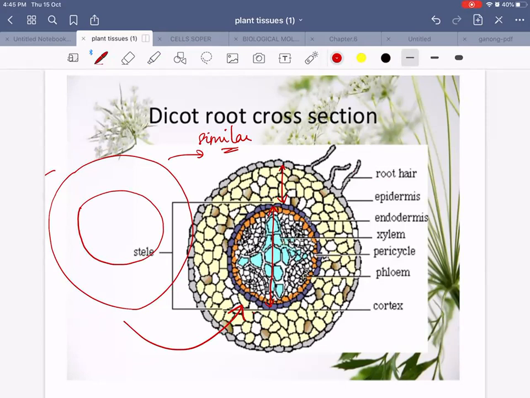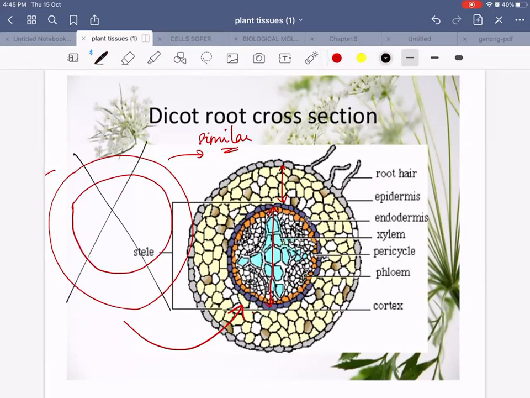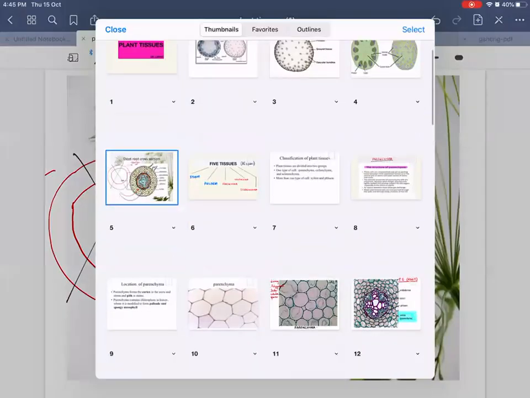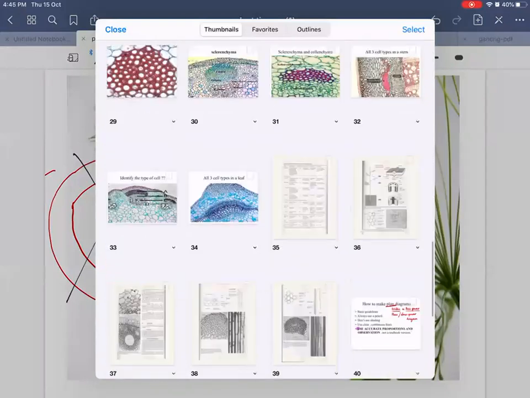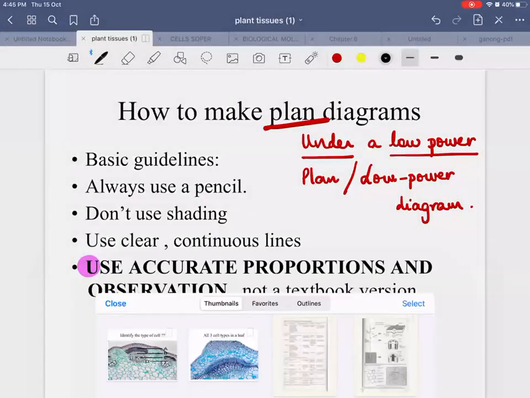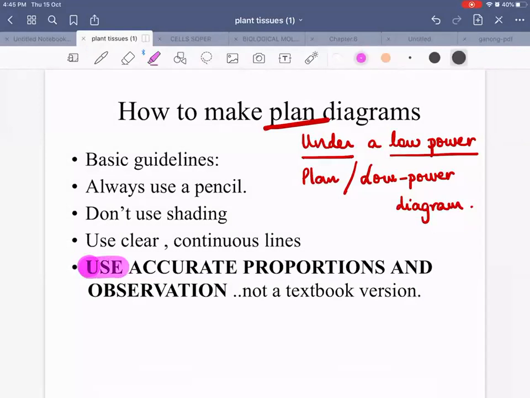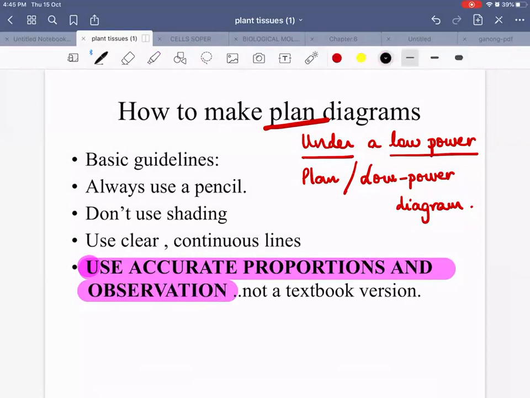I have drawn it according to the proportion that I see. If instead of drawing these proportions, I draw like this, it will be a wrong diagram because it's out of proportion with the slide that I have been given. So this is the meaning of drawing a plan diagram according to accurate proportion, right? Let's go to the same slide where we were, which gives us instructions about how to draw plan diagrams. So we'll be using accurate proportions as per our observations and not a textbook version.